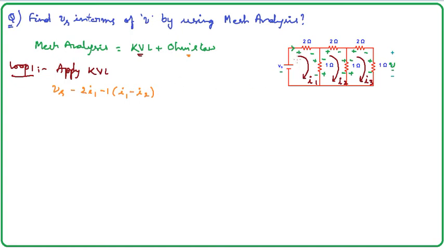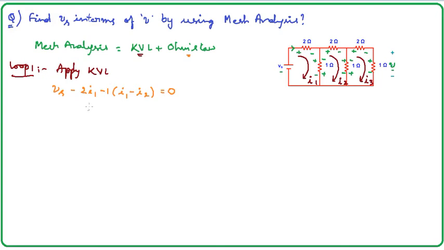Of course, in this loop I have only 3 elements: Vs, a 2 ohm resistor and a 1 ohm resistor. I have taken all the voltage drops across all the elements. Now I want to equate this to 0. This is what we call the application of KVL. Simply, I have applied Kirchhoff's voltage law. I haven't done anything more.